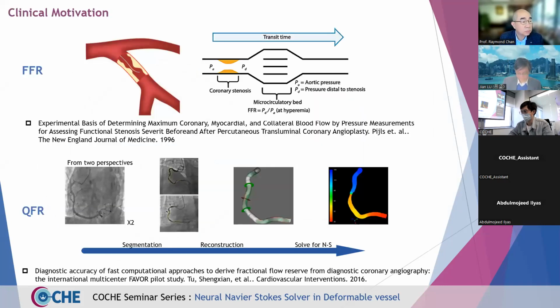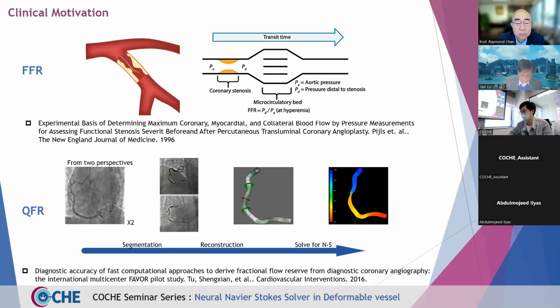For the background, I think we all know the FFR, whose complete name is fractional flow reserve. You insert a wire containing some sensors into the vessel to measure the blood pressure, and with that pressure distribution, you can do a simple calculation like the division here. You get a metric that helps you diagnose whether there is something like stenosis or a plaque.